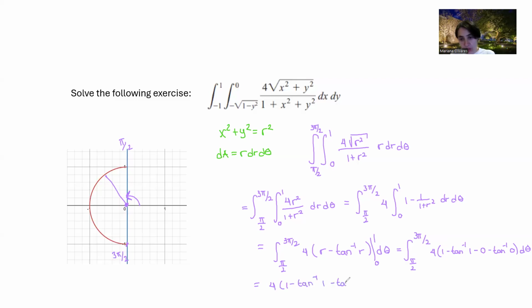minus tangent to the minus 0. Why am I writing this? Because I don't have a calculator at this moment, so I don't have an exact value, and I don't remember those values, but you have a calculator and you can get it. So this is the calculus, and we're going to multiply by theta. And with this, we need to evaluate from pi halves to 3 pi halves.